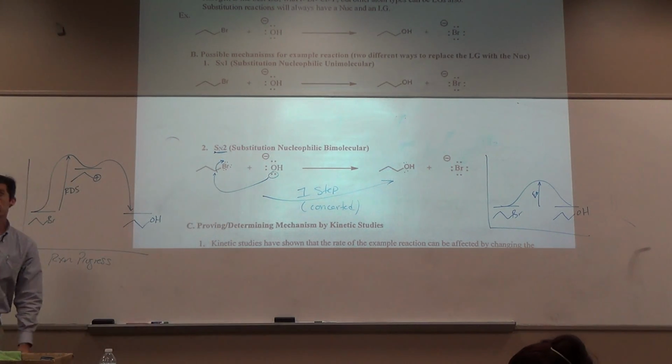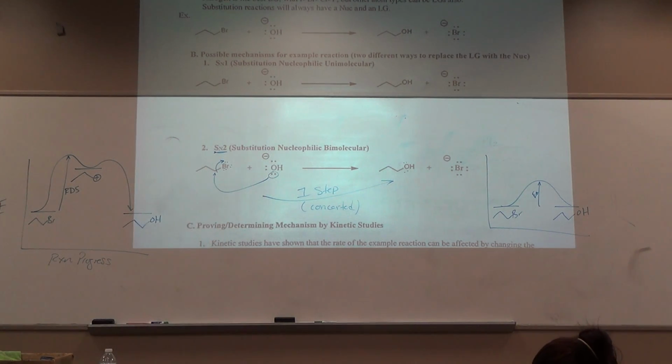It's a concerted nucleophile coming in, kicking off the leaving group. We actually did that when we attacked the bromonium ion. The nucleophile came in and kicked off the bromonium.